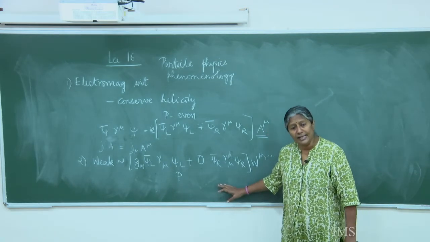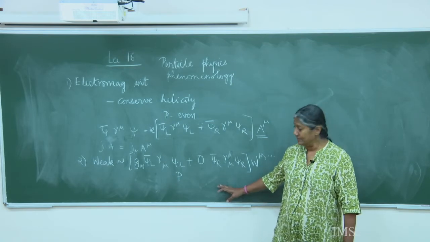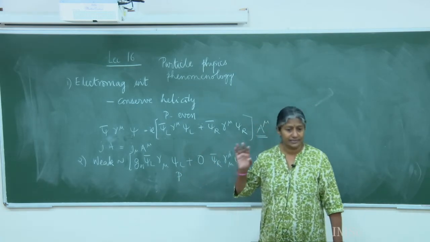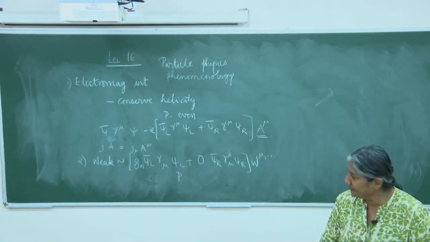So, Lee and Yang postulated that maybe parity is not conserved in weak interactions. Wu showed that parity is violated. This was extracted to indicate that parity is maximally violated.